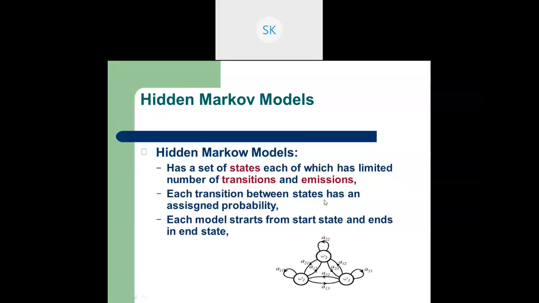Each transition between states has an assigned probability, so every transition is assigned a probability. Each model starts from a start state and ends in an end state.